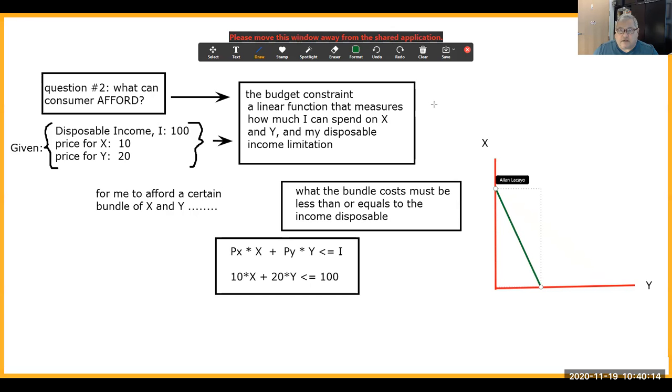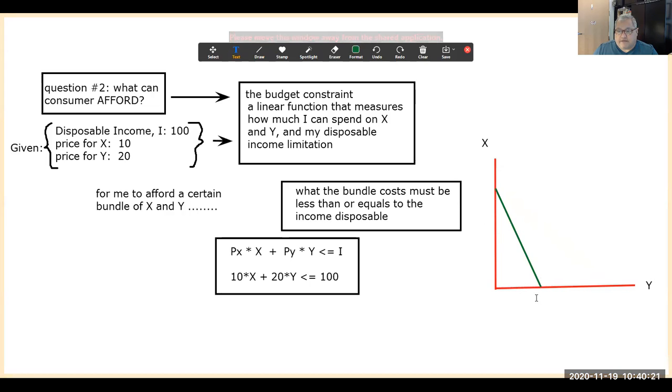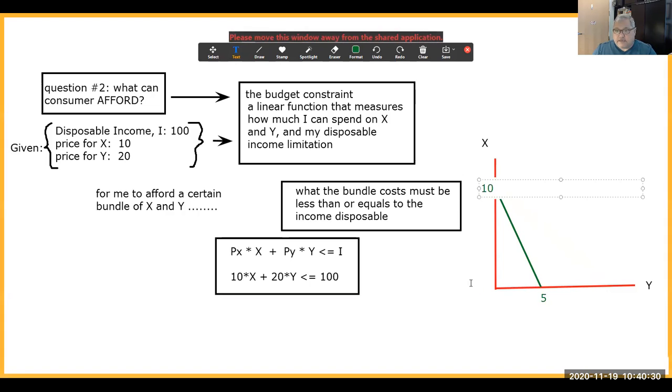Because if I spent all my money on Y, I would be able to buy 5 units of Y, because 5 units at $20 a piece is $100. And the most I would be able to buy of X is 10 units, because 10 units at $10 a piece is also $100. And everything within that green line closer to the origin would be feasible, would be what I can afford.